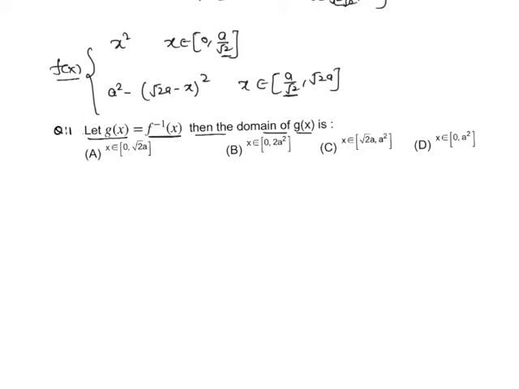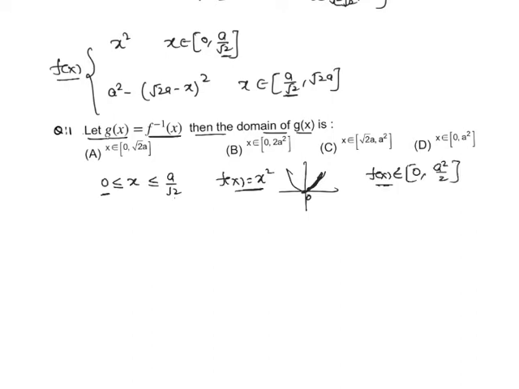So f(x) is given like that. If I take x greater than or equal to 0 and less than or equal to a by root 2, then f(x) is nothing but x square, and it is a parabola. So this point is 0. If I take x greater than 0, then f(x) = x square is an increasing function. Then the minimum value of f(x) we will get at the minimum value of the domain. So at 0 we will get the minimum value, that is 0. And if I put a by root 2, we will get a square by 2. So the range of f(x) is 0 to a square by 2.